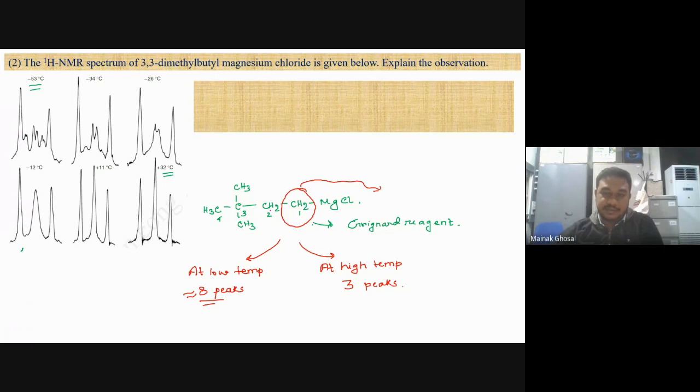You see, this will give you 2 hydrogen, 2 plus 1, 3, triplet. You will see a triplet. But at low temperature, what happens? No, I have given you enough hint. Now you will be able to tell me.